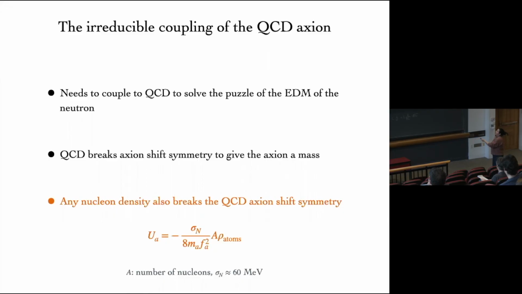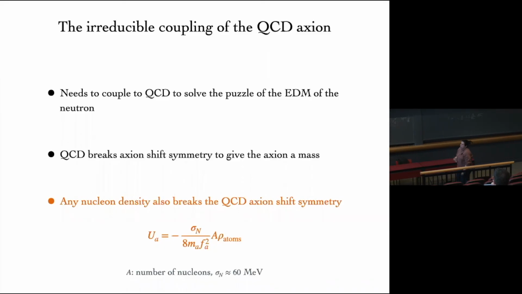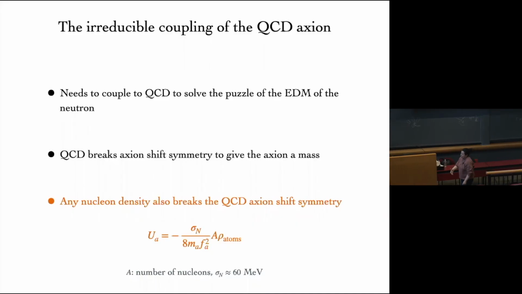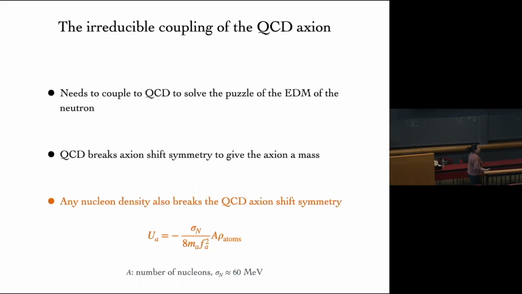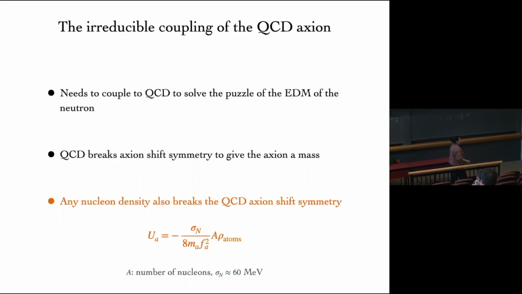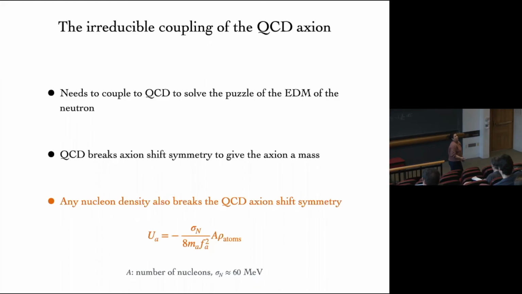It's proportional to the density of the atoms. It's proportional to the number of nucleons that each atom has. The rho is the number density. It's inversely proportional to the axion mass, inversely proportional to the axion decay constant, and there's this pesky constant here, sigma nu, which people calculate from nuclear interactions, from QCD matrix elements. It has a size of 60 MeV. Just to give you an idea, the mass of a proton is 938 MeV.